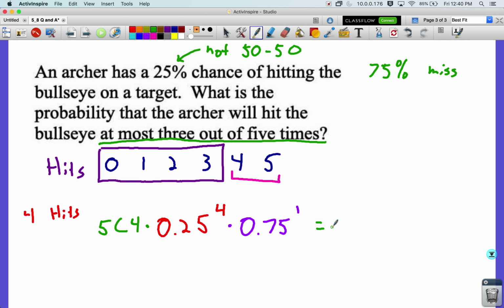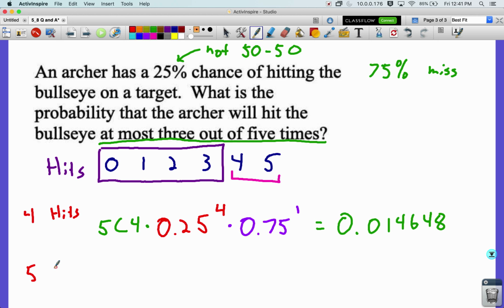5 choose 4 is 5, which makes sense, because you're picking the 5. You could also just think of it as you're picking the 1 that you're going to miss, times 0.25 to the 4th, times 0.75 gives us a pretty low probability, 0.014648. So a 1.5% chance that we will hit it 4 times.